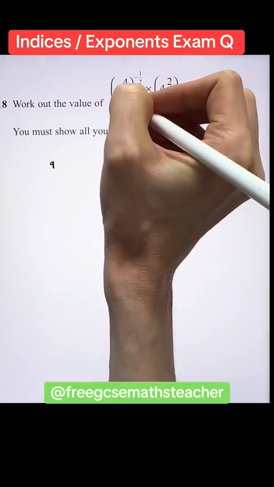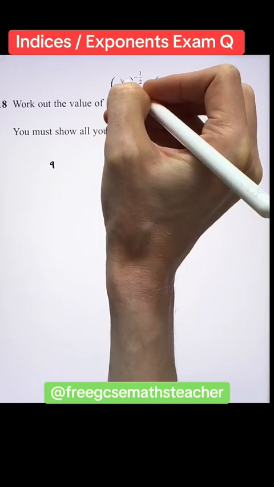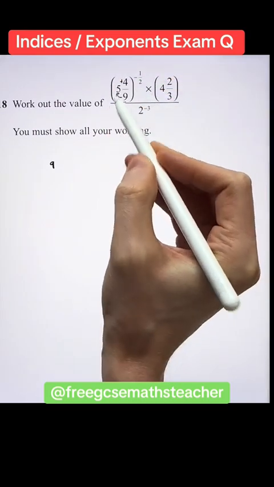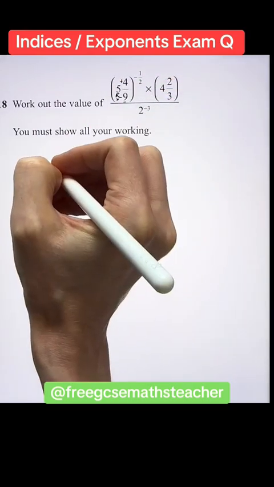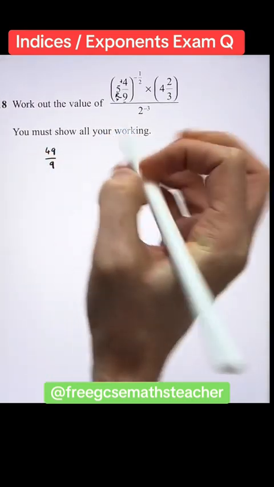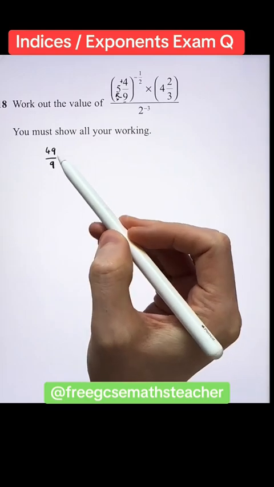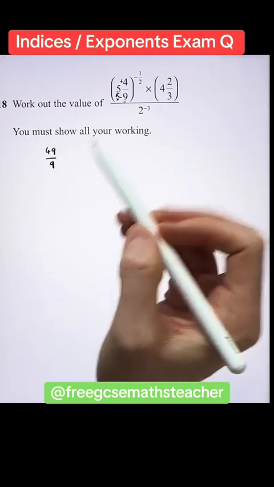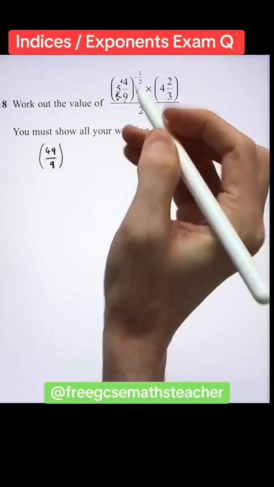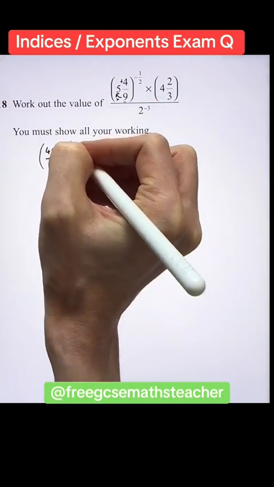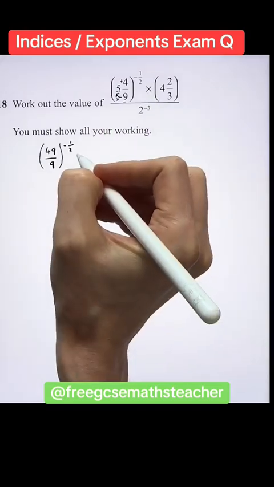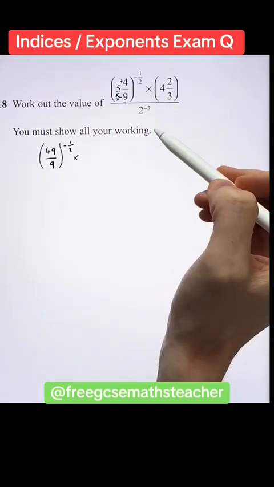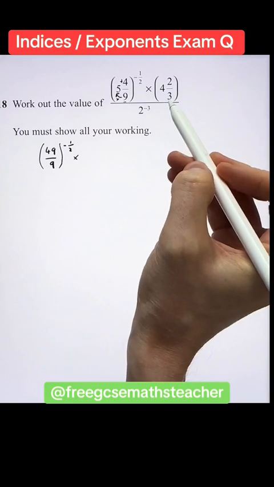We multiply to the side and always add a number on the top. Here 9 times 5 is 45. Add the 4 on the top, gives us 49. Because we know 5 and 4/9 as a top-heavy improper fraction is the same as 49 over 9. And it's still raised to the power negative a half. And that's still multiplied.